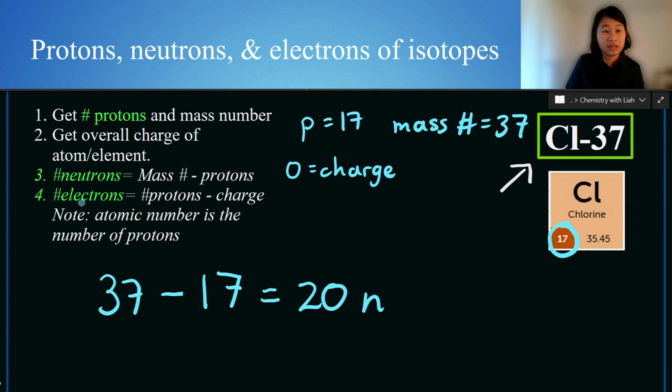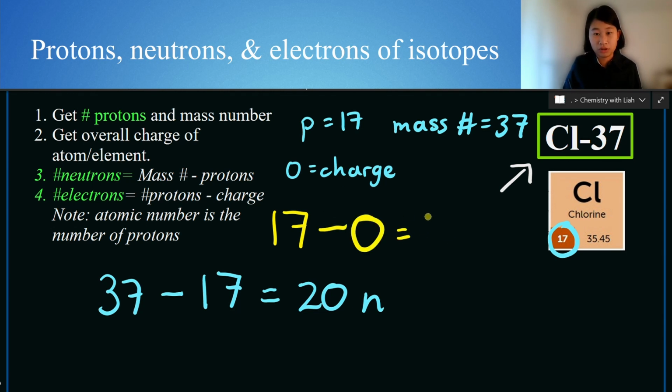And then finally, to find the number of electrons, you're going to do the protons minus the charge. The number of protons is 17, and you're going to subtract the charge from it. The charge is 0, so we'll just subtract 0. And this is going to get you your number of electrons. It's important to note, as we saw in this case, that if you have a neutral or 0 charged atom, your number of protons is going to be the same as your number of electrons. That means in neutral species, you're going to have the same number of electrons as you do of protons.